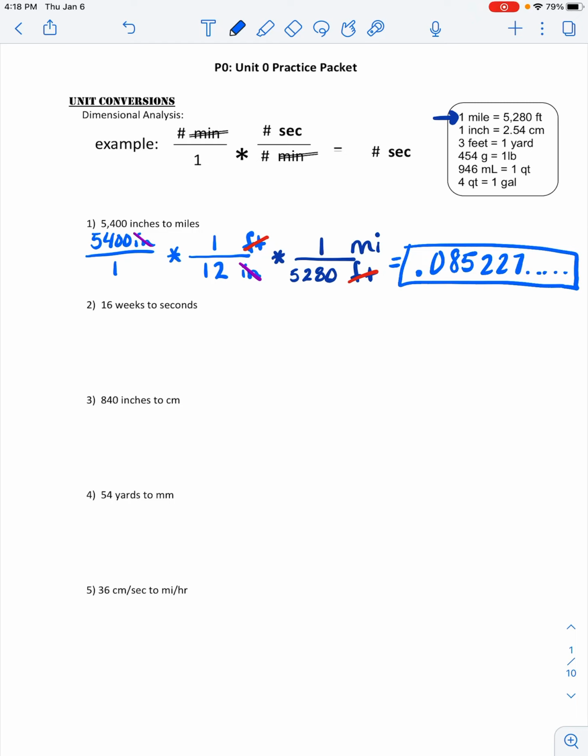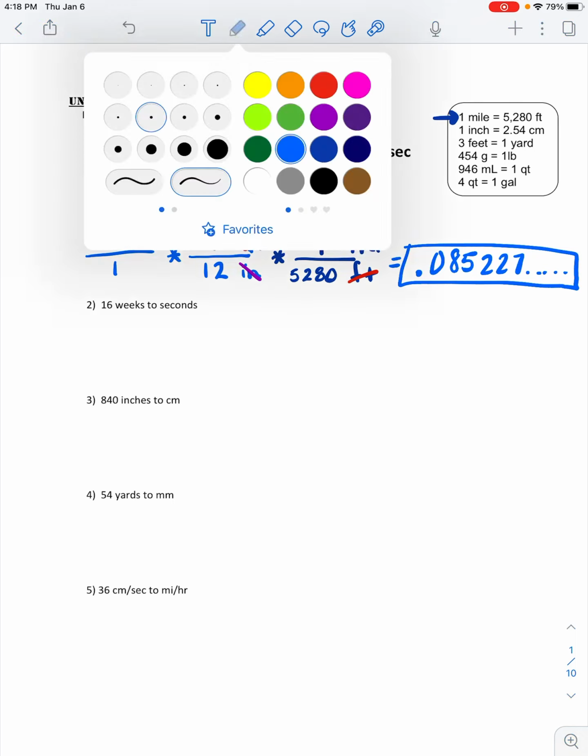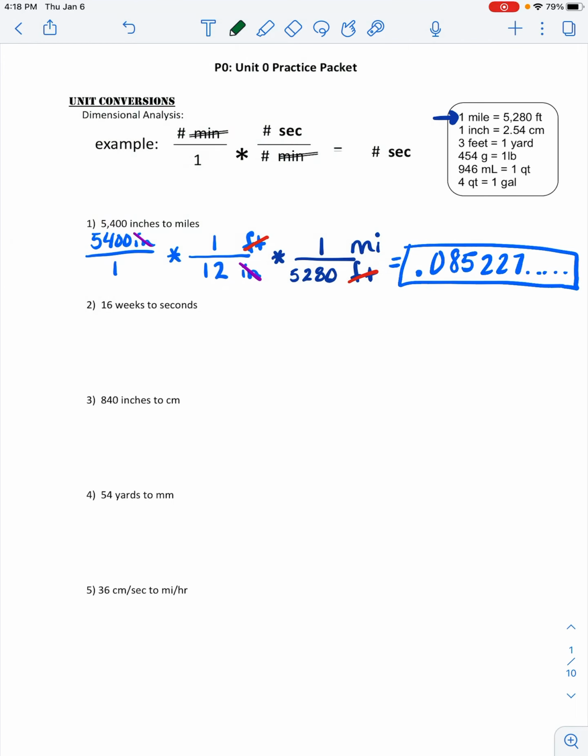For this next example, we are going from 16 weeks to seconds. Now, once again, I personally do not know how many seconds there are in a week, so I am going to choose to go from weeks to days and then just kind of stair step my way from there. So turn this into a fraction, no unit in the denominator, it's just the number 1, and then I'm going to multiply that by my first fraction, where I put weeks in the denominator so that it cancels. I'm going to go from weeks to days.